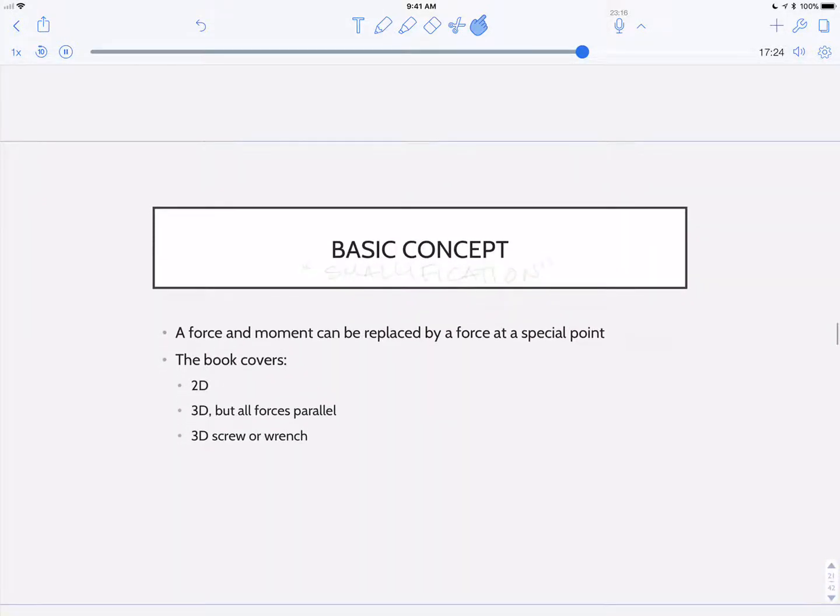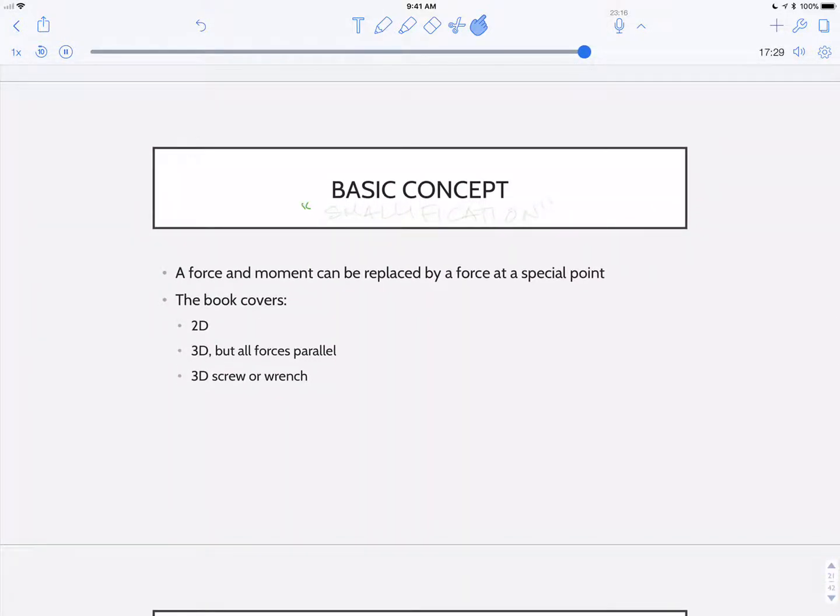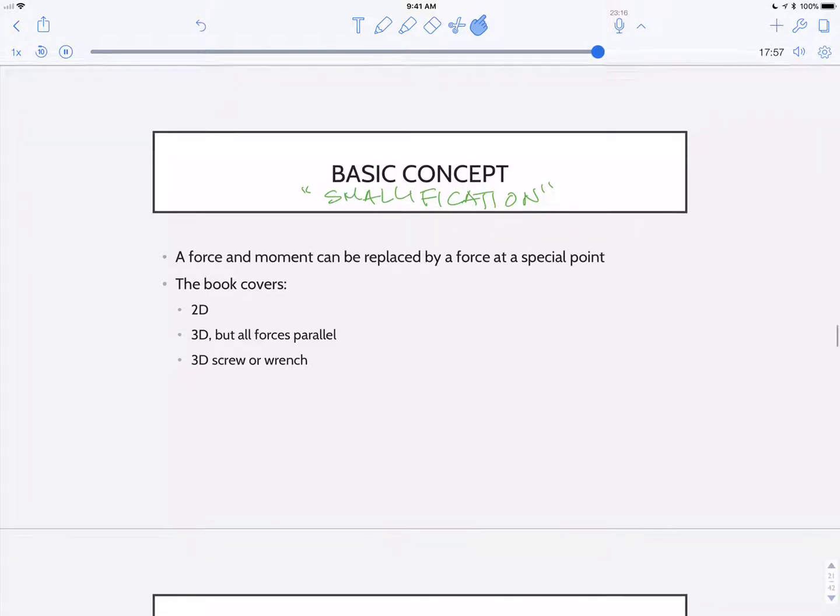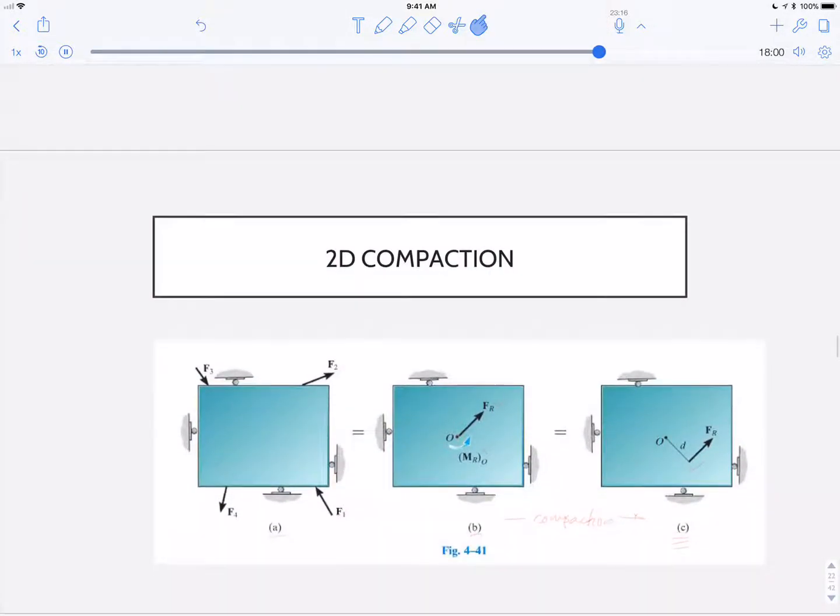The basic concept behind this smallification, I better quit saying that. Anyway, the basic concept is that a force and a moment can be replaced by a force without the moment at a special point. The book covers this in 2D, 3D with all the forces parallel, and a 3D screw and a 3D wrench. Okay, I'm going to quit saying smallification.